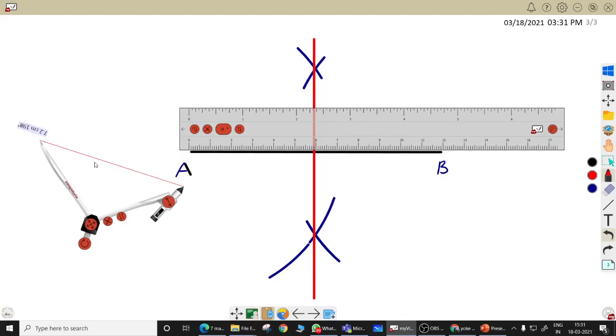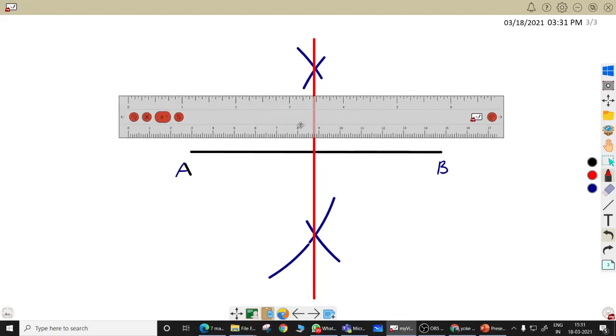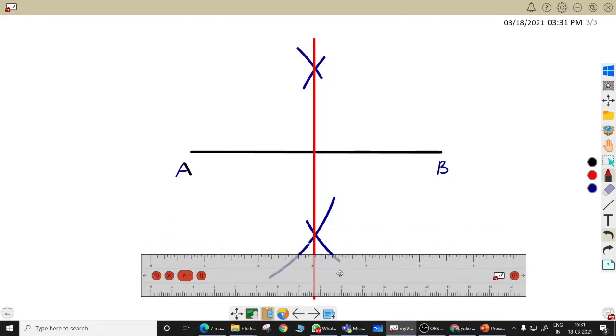It may look simple and easy, but for me it is very important to you, because this property is made use of in various other constructions which you are going to study in higher classes. So there should not be any delay or doubt regarding how to draw a perpendicular bisector. So my dear students, actually you understood how to draw a perpendicular bisector, and I told the importance of it.